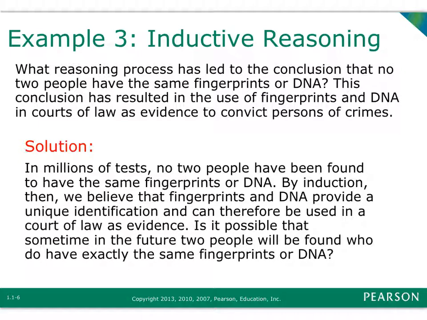So the solution was, in millions of tests, no two people have been found to have the same fingerprints or DNA. By induction, then, we believe that fingerprints and DNA provide a unique identification and therefore can be used in the court of law as evidence. It is possible that some time in the future, two people will be found to have exactly the same fingerprints or DNA. It's also been found that identical twins do not have the same DNA or fingerprints.